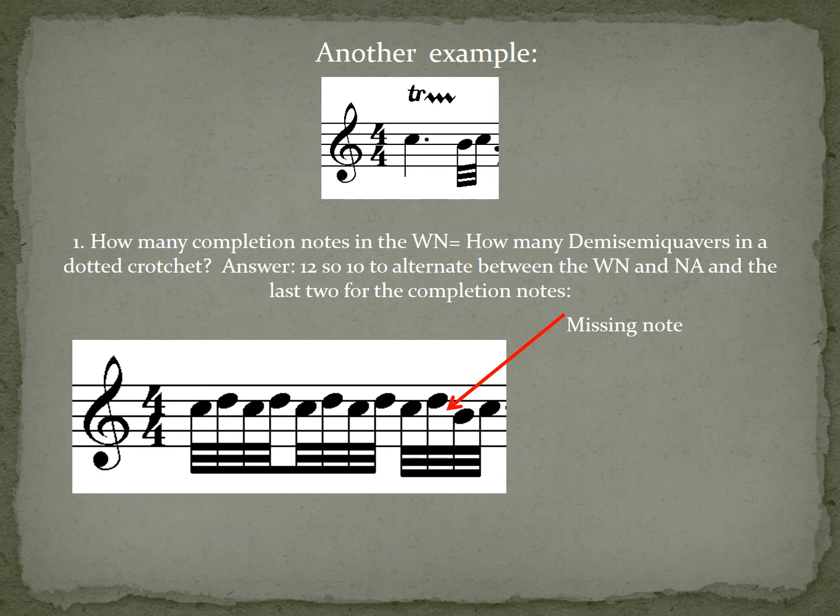So here's another example for you. You can see the trill is written above a dotted crotchet. We have 2 little completion notes that are demi-semiquavers. So we ask how many of the value of the completion notes are in the written note. In other words, how many demi-semiquavers, 32nd notes, are in a dotted crotchet, that's a dotted quarter note? The answer is 12. Well, we've got 10 to alternate between the written note and the note above, and the last 2 for the completion notes. And there you can see it written out, but with the missing note to form the turn.